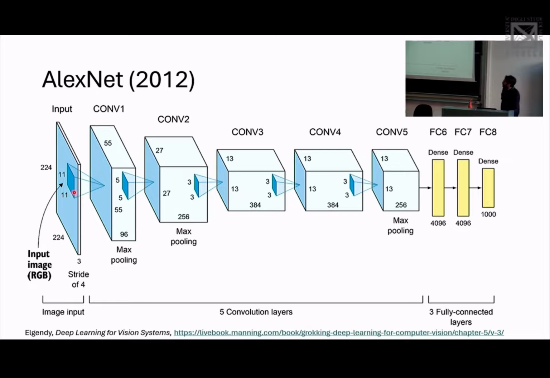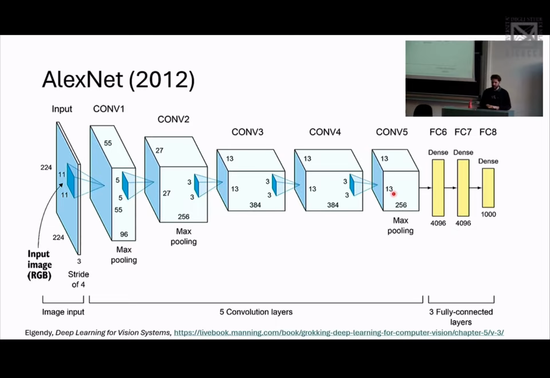It used 11 by 11 kernels at the beginning, then going 5 by 5, then 3 by 3. It did some max pooling, convolutions and max pooling, and at the output you linearize these 13 by 13 pixel images with 256 channels, because the deeper you go, in general, you increase the number of channels.